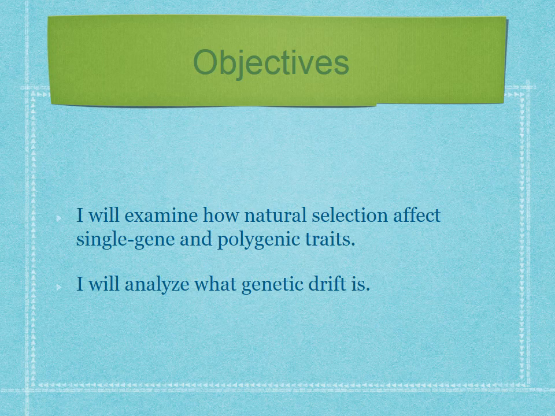So, today's objectives that we're going to be looking at, you will examine how natural selection affects single gene and polygenic traits, and you are also going to analyze what genetic drift is.